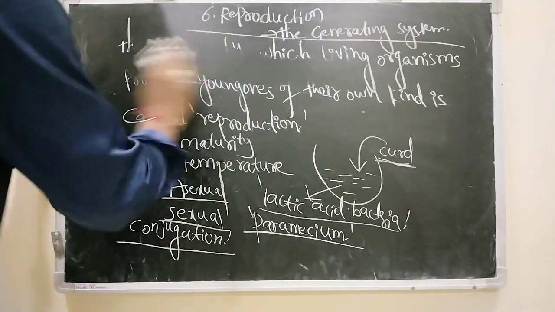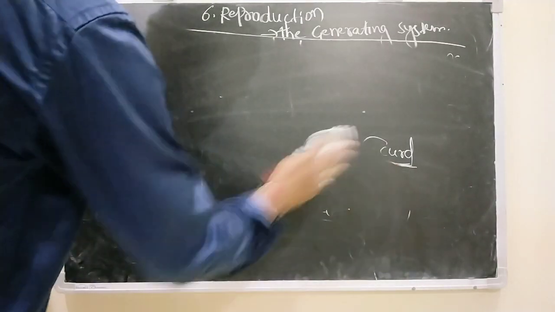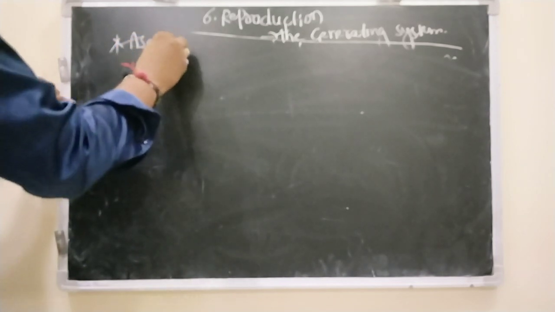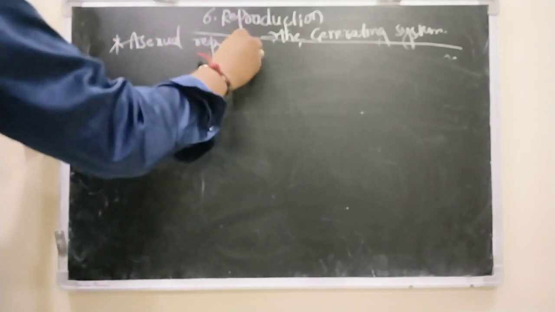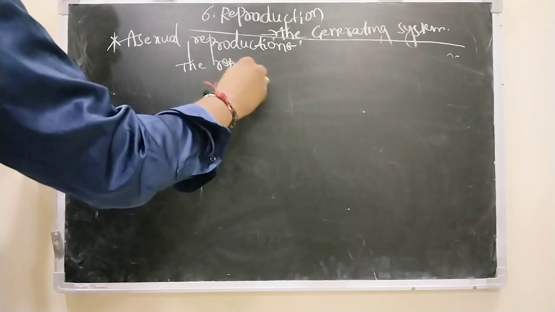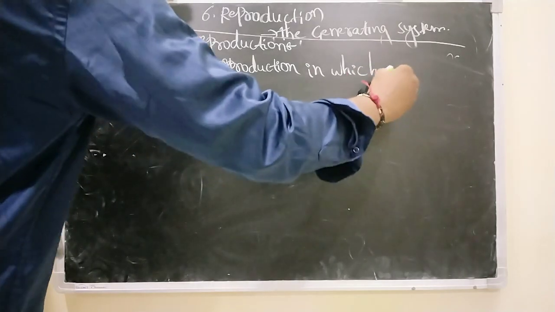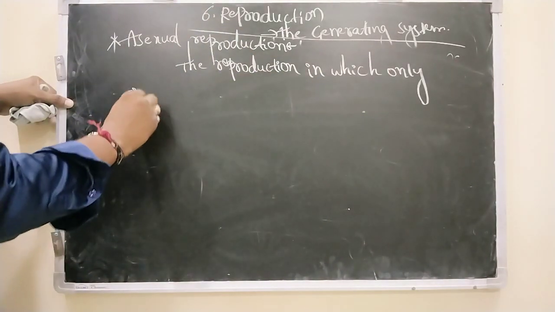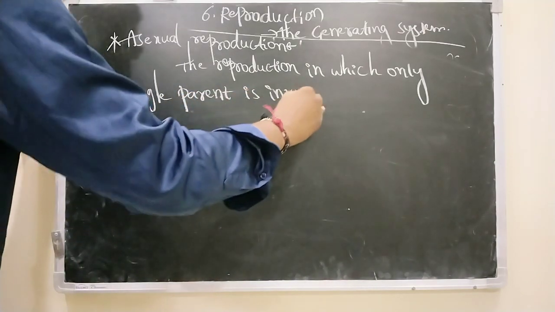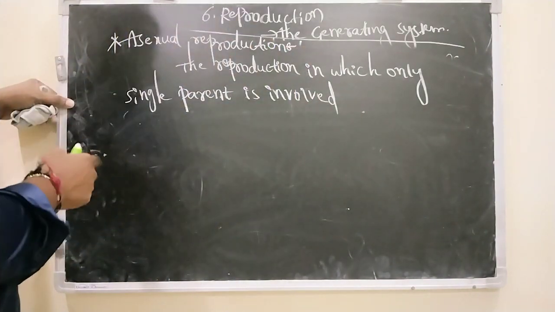Next, what is asexual reproduction? The reproduction in which only a single parent is involved is called asexual reproduction.